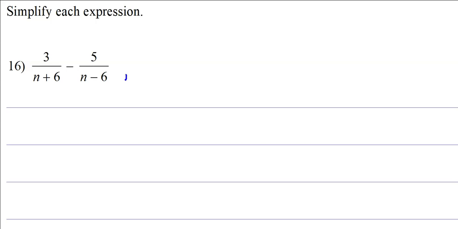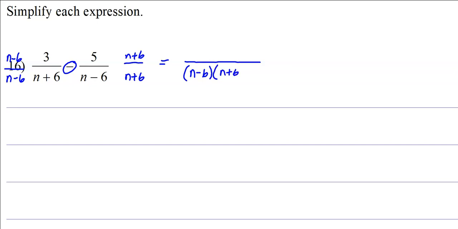So on this side, I'm going to do an n plus 6 over n plus 6. I'm going to do an n minus 6 over n minus 6. It is subtraction, so be aware of that. So it's going to give me, on bottom, an n minus 6, n plus 6, which I'm always hoping is going to cancel later. On top, I have 3n minus 18, and then minus, over here on this side, that's going to end up being 5n plus 30.